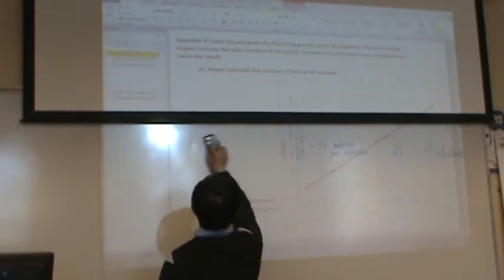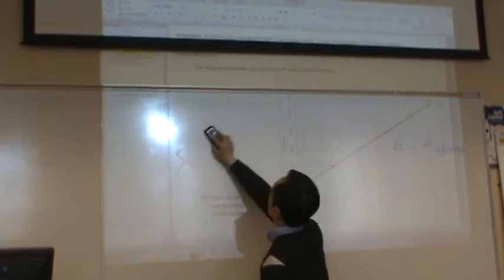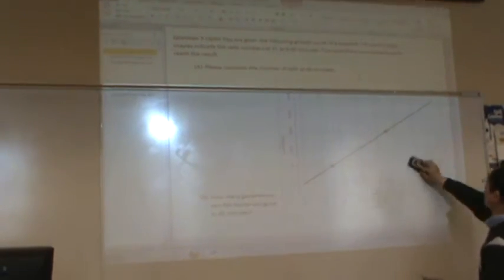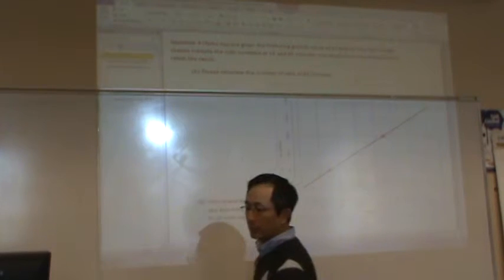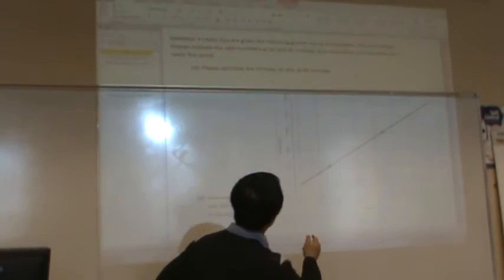How many generations can this bacteria grow in 30 minutes? This is a bit of a decision. I can work out this one as well. So we have the... this is a log phase growth.